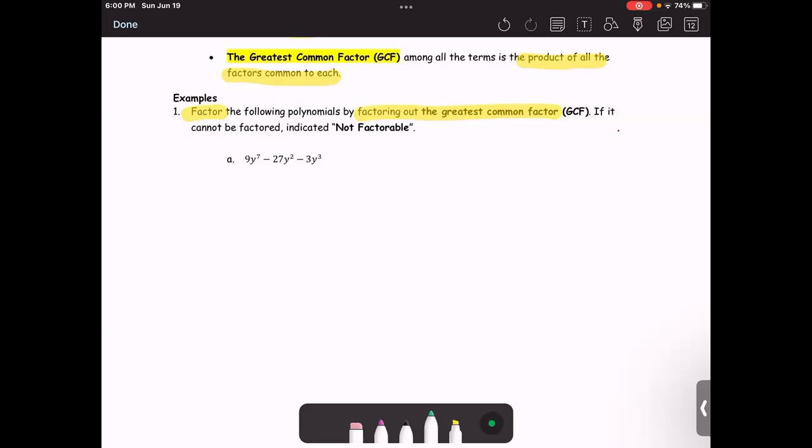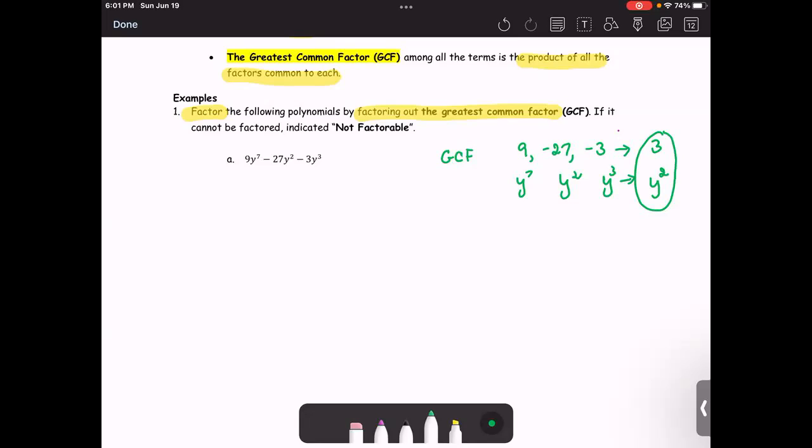On the side notes, to find the GCF, or the greatest common factor, which is the product of all the factors in common to each. For the number part, or the coefficient part, we have 9, negative 27, and negative 3. The common factor among these would be 3. And for the variable parts, we have y to the 7, y to the second, and y to the third. The common factor among these three terms is y to the second power, or the lowest exponent. Therefore, the GCF for this expression is 3 times y squared.